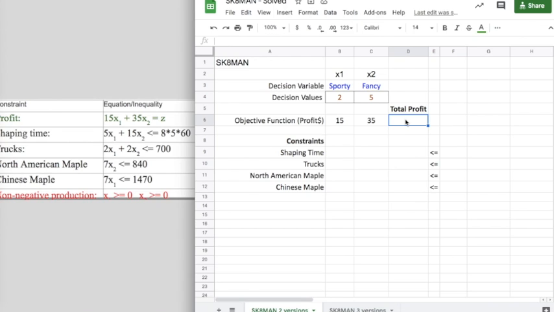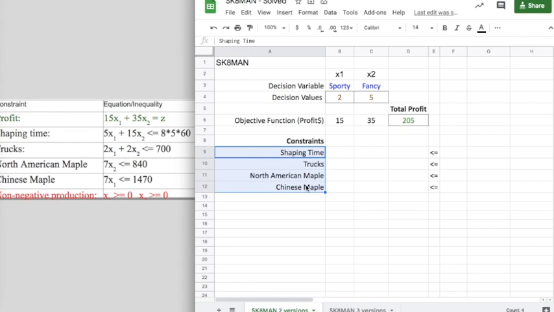So that's where I multiply and add together. So the number of sporty times the amount of money you make for one sporty plus the number of fancy times the amount of money you make for the fancies. If I made two sporties and 5 fancies, that'd be $205. Any other numbers and it'll redo that math for me.